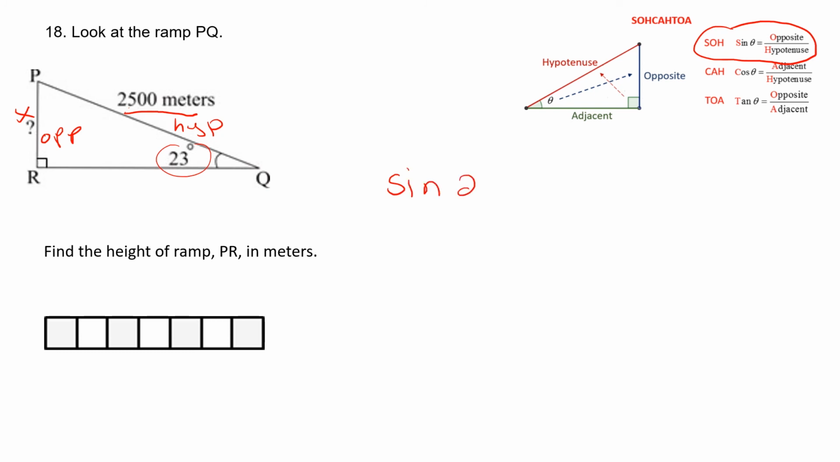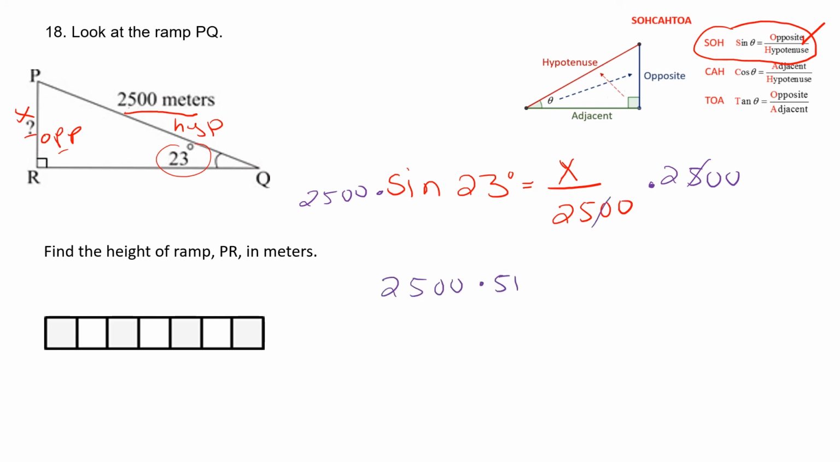Sine of 23 degrees is equal to opposite, which is x. So the x will have to be at the top because it has to be in that order. So x is the opposite side, opposite is at the top. So opposite over hypotenuse. Hypotenuse is 2,500. So now I just want to solve this. So since the 2,500 is being divided in this case, I multiply both sides by 2,500. Cancels out over here. That leaves me with 2,500 times sine of 23 equals x.